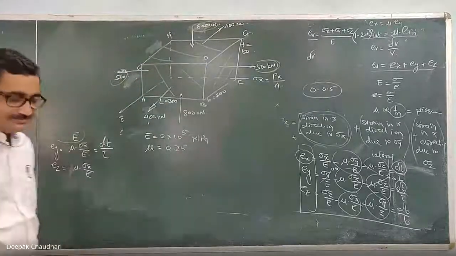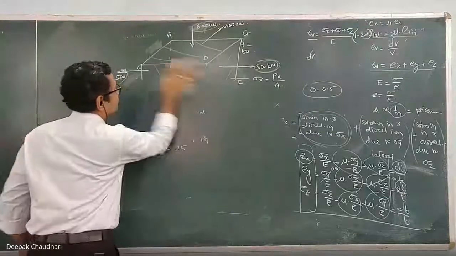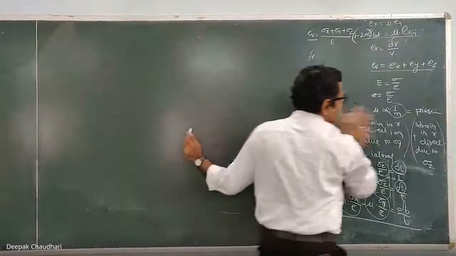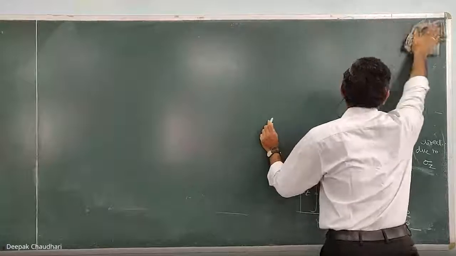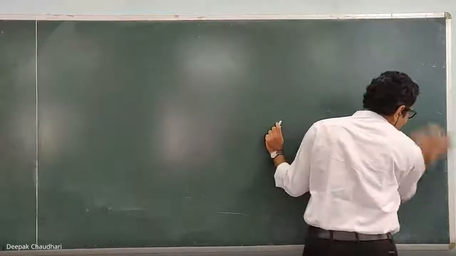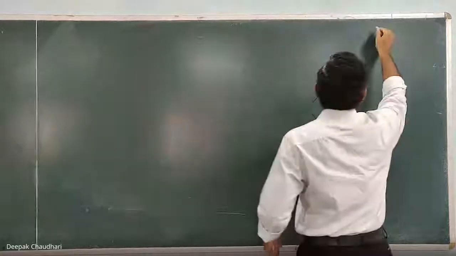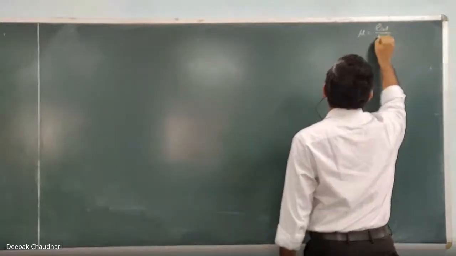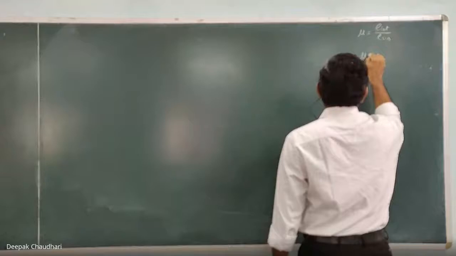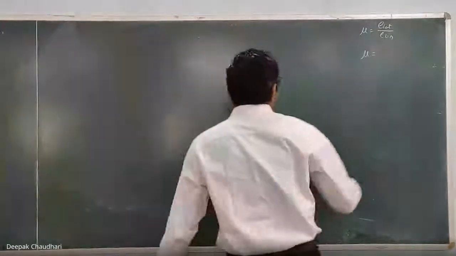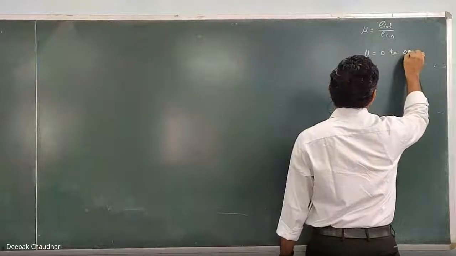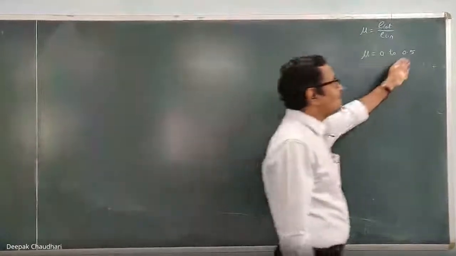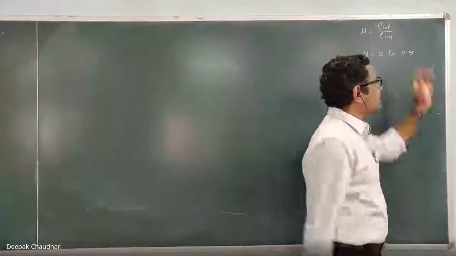Now the next part is the bulk modulus. Before explaining the bulk modulus, I told you about Poisson's ratio, which is the ratio of lateral strain to linear strain. I also told you that mu for most solids varies from 0 to 0.5. For most solids it is from 0.2 to 0.5, but you can say it is from 0 to 0.5.